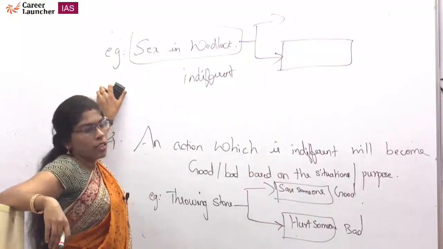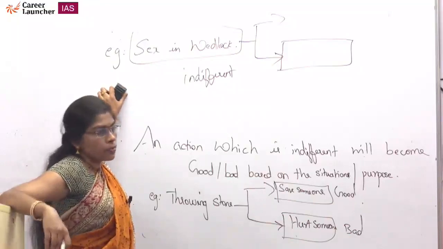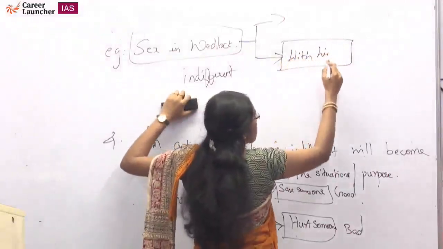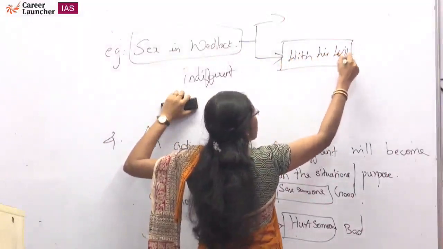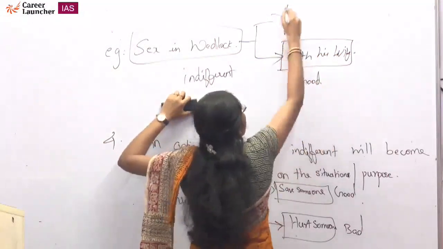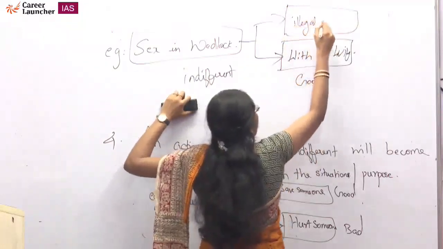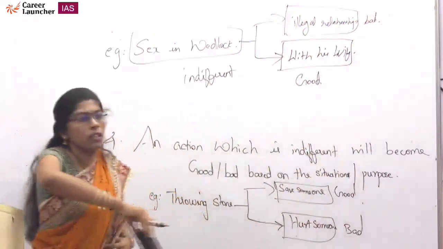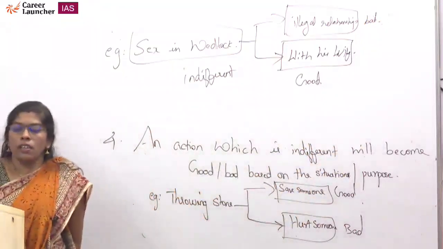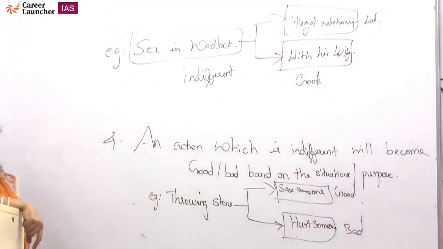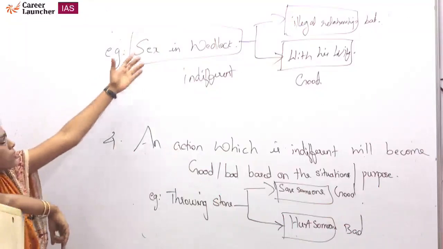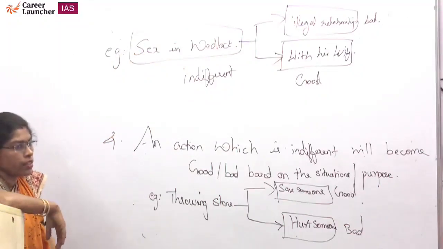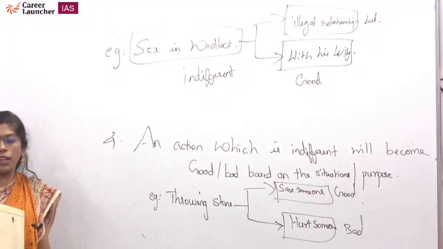wedlock. So if he is having an intimate relationship with his wife, after marriage, this is a good act only. That is why we are going into wedlock. So this is a good act. But if he is having an illegal relationship, then this is a bad act, they say. Situation; purpose we already saw. This is a situation where, accidentally, a person, due to some situations, goes into sex with some other person, then this is definitely a bad act. Illegal relationship means extramarital relationship, right?